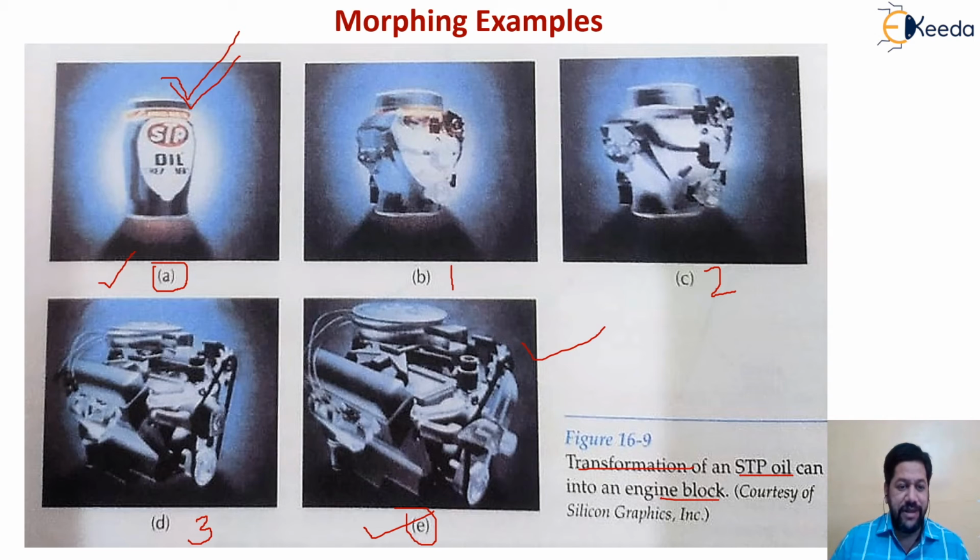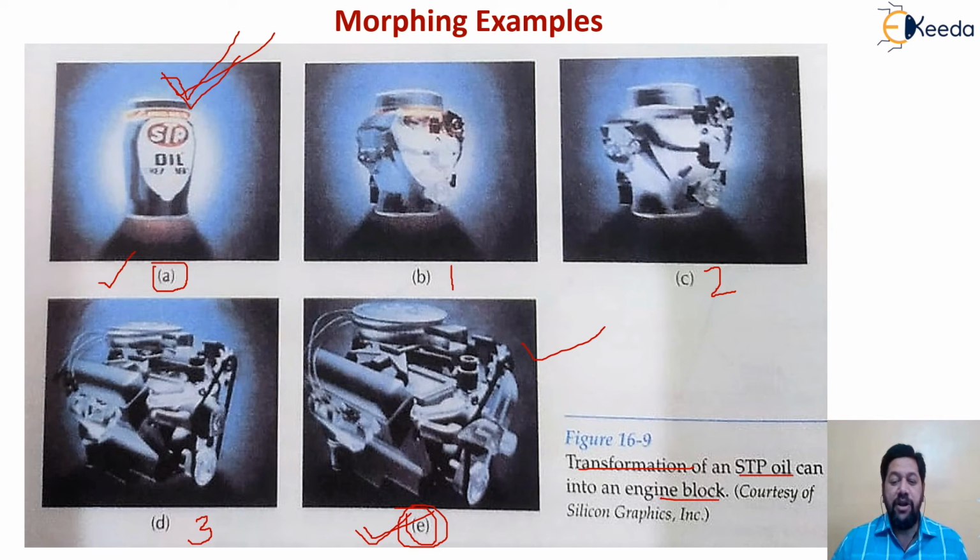So we are considering that this is the STP oil box. In the next step it is converted into this, next again into this, and finally I can show that this is converted into the engine block, this particular part. This is what I want to achieve in morphing. I cannot show this frame and then directly that frame; I have to show the process, the motion, of how this object changes shape from the STP oil box into the engine block.